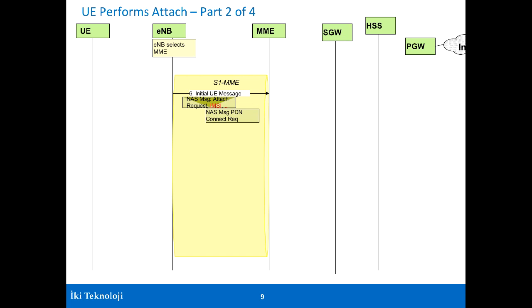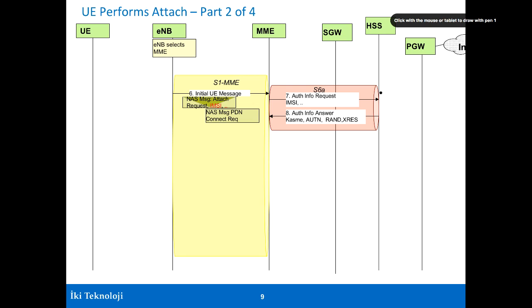So when this NAS message comes in, the MME says, "Hey, I haven't authenticated this device, so I've got this message, what should I do?" It starts the authentication procedure. So it sends an authentication request to the HSS saying, "Hey, this is the IMSI, please authenticate it."